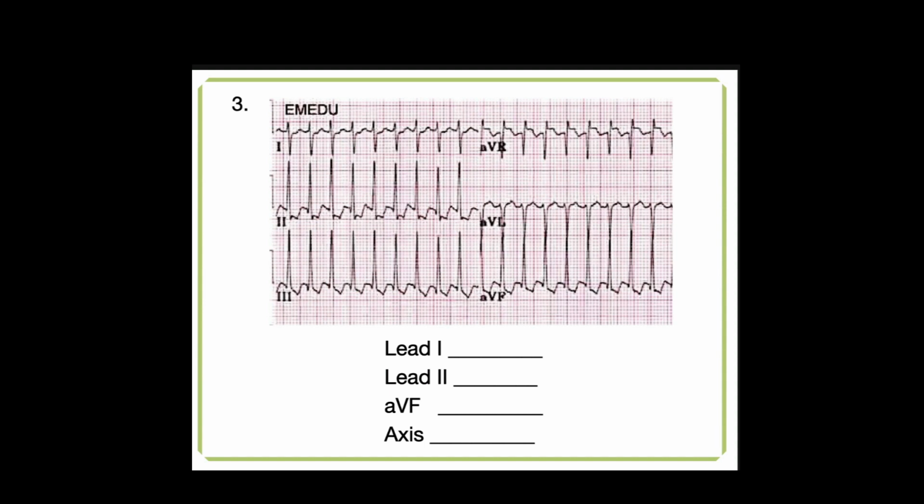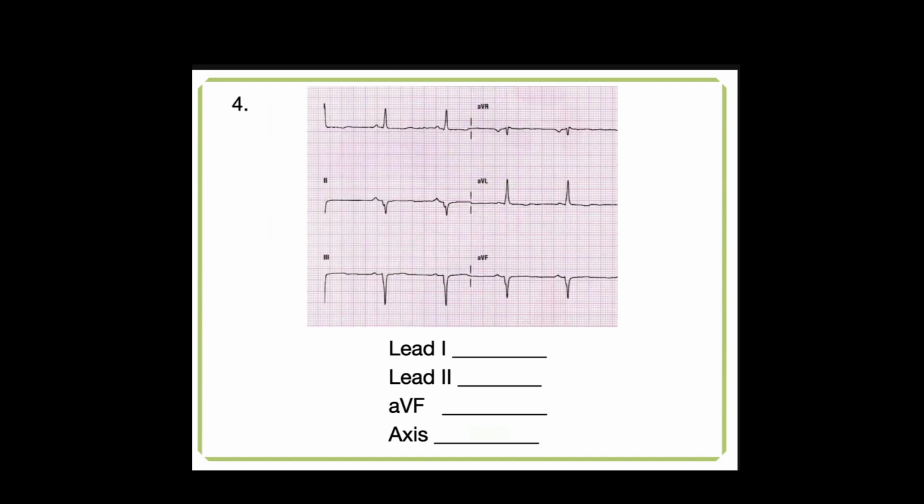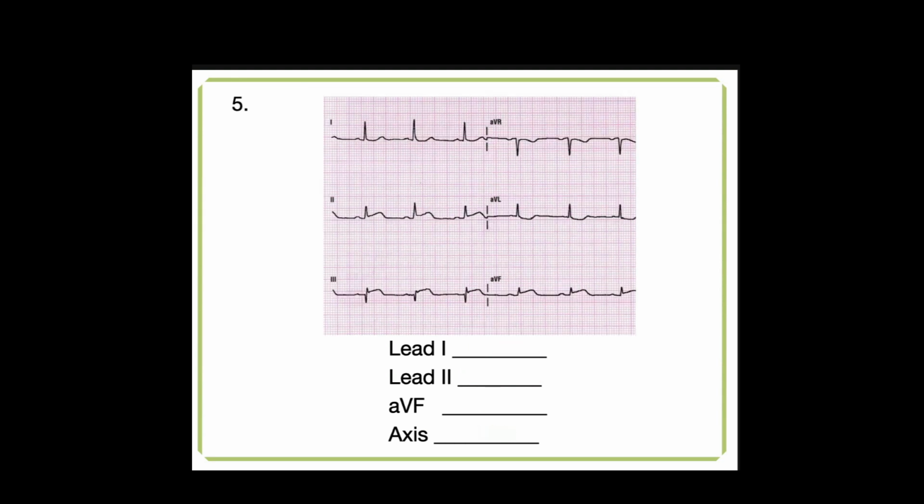Okay, so Andrew, number 3, please. Lead 1, negative. Okay, so then we look at AVF, positive. So it's right axis deviation. Questions? Okay, Cody, number 4, please. 1 is positive, so then I go straight to 2. 2 is negative, so the axis is left, or LAD. Good.